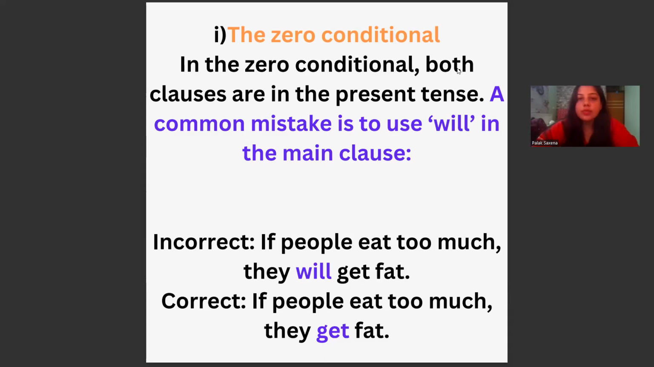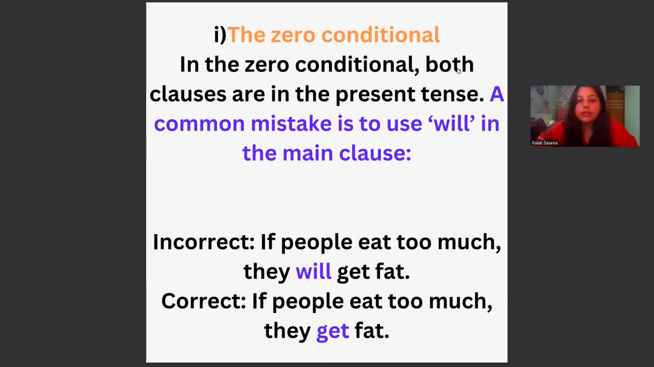In the zero conditional, both clauses are in the present tense. So when you have a sentence like zero conditional, you have to make sure that if the first part of the sentence is present, the other one also has to be present. That means both the if clause and the main clause will have present tense. A common mistake is to use "will." Usually what we do is that the first part, the if part of the sentence, is in present, and we use "will" in the second part, that is the main clause. So as per the zero conditional, it is wrong. The first one is going to be present and the second is also going to be present. Now let's see it through an example.